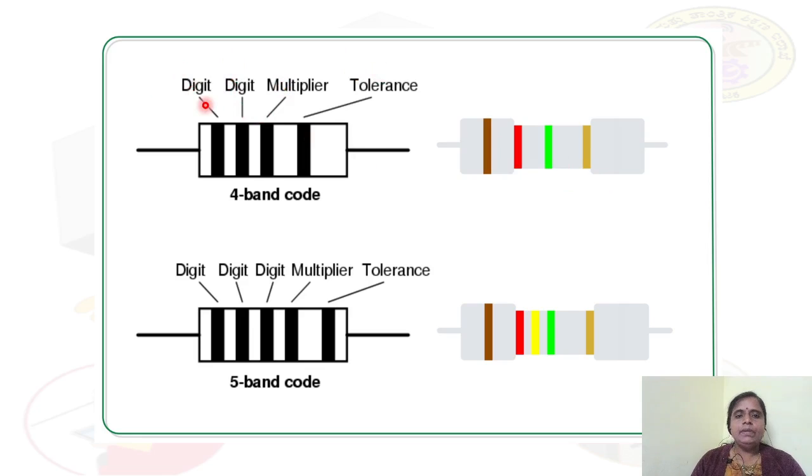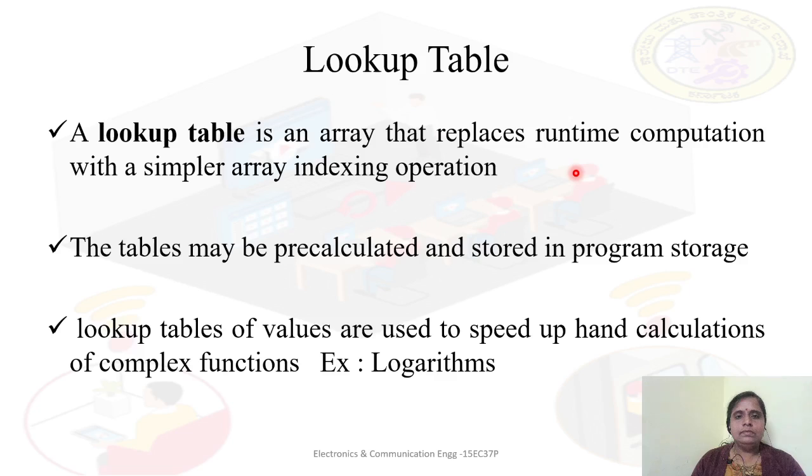That is, the user will have to give you the two digit value along with the third value, that is a multiplier, and the tolerance band. So once these four parameters are given to you, you will find out the color code of the resistor. So this is what we will be doing in this program. So in order to implement this program, here I am going to use the concept of lookup table.